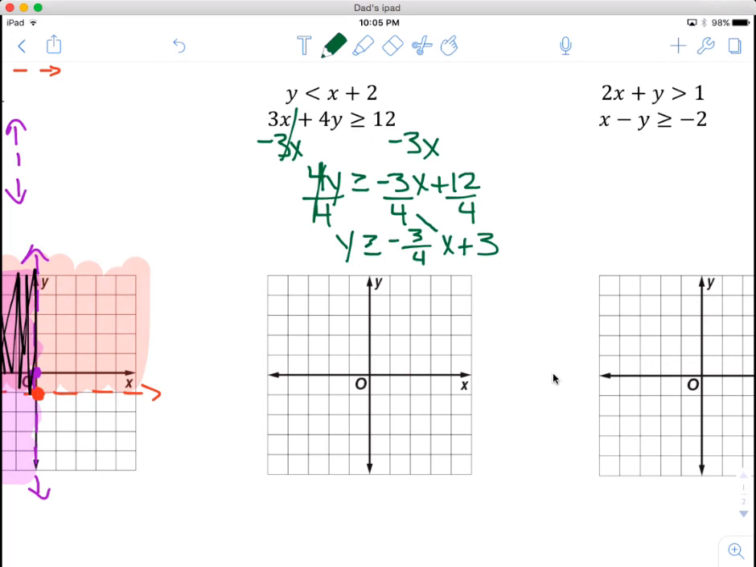Okay, so this one is going to graph down because it's a negative slope. It's greater than or equal to, so it's going to shade up. So it starts at 3. It goes down 3/4, or up 3 backwards 4, but either way I can't do any more. And it's going to shade up.